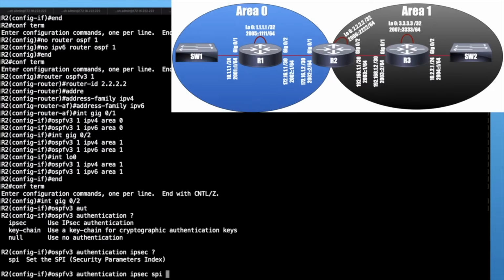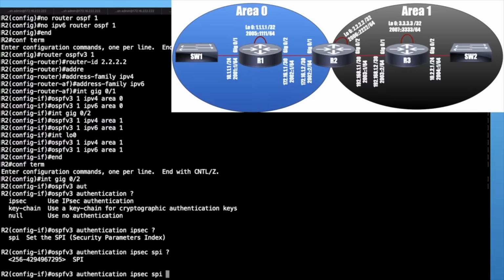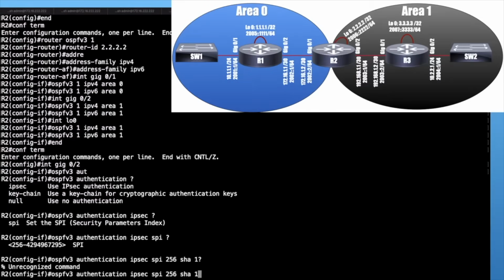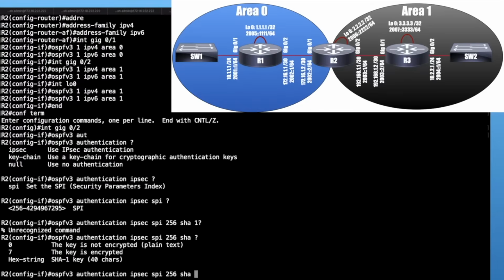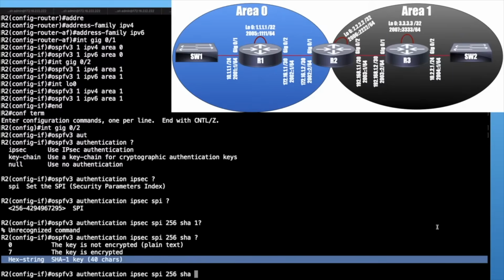Actually, 1's not right. I think it has to be in increments of something. Oh yeah, it has to start at 256. I knew something was different with that. Yeah, we're going to start at 256, and then I'm going to say I want to use SHA-1 hashing, and I'm going to put in a hex string. It's 40 characters, my SHA-1 key.